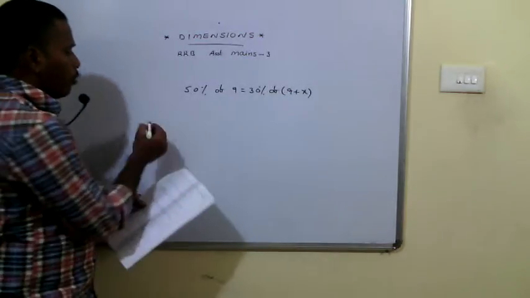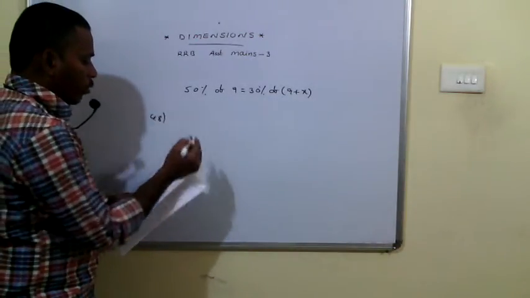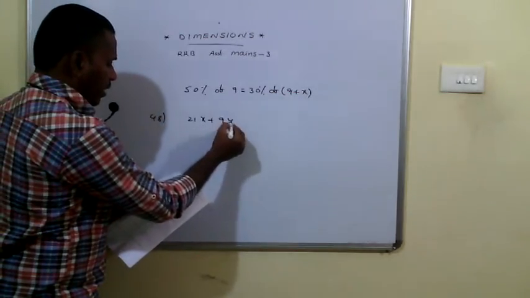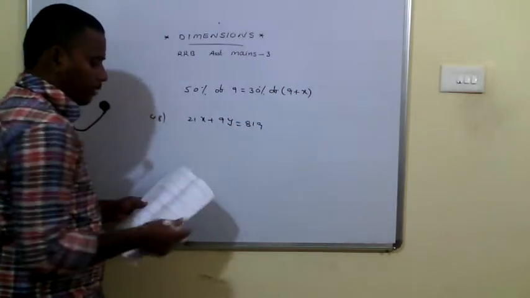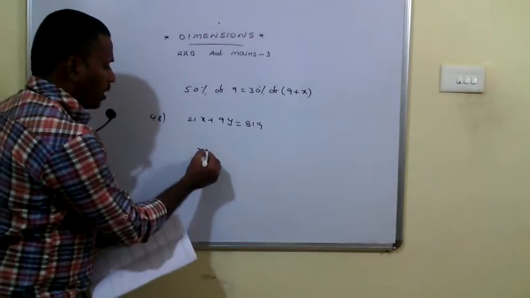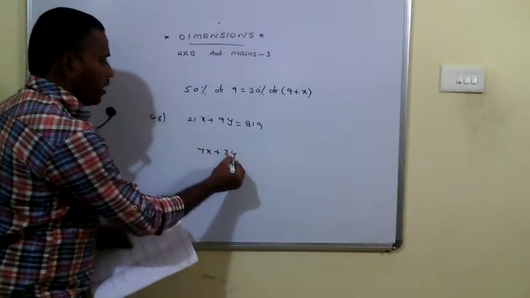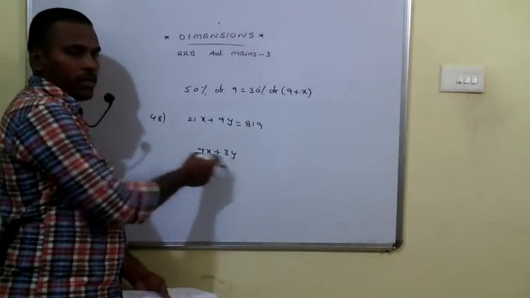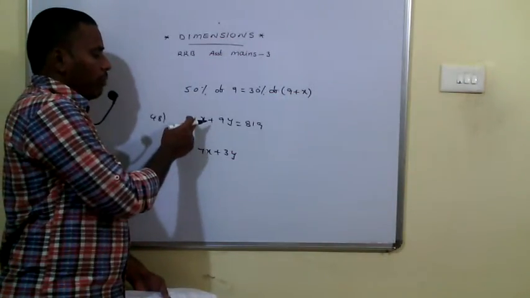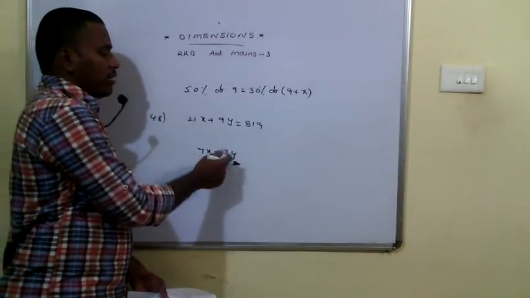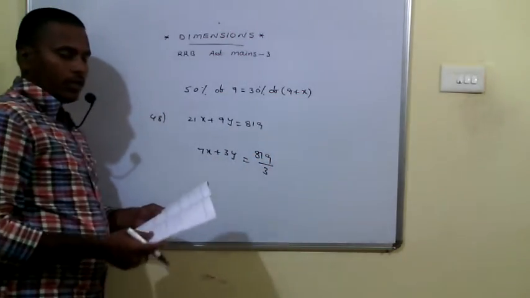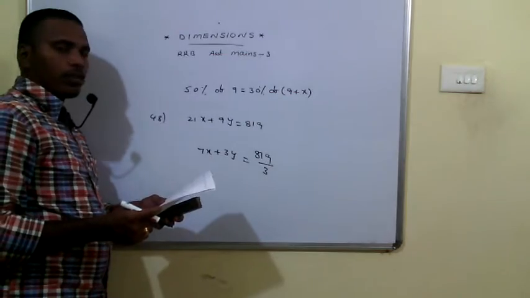Then coming to 48, it is given that 21 pencils, some x, and 9 clippers, some y, equals 819. They asked us to calculate the cost of 7 pencils plus 3 clippers. We have 21x plus 9y, and this is 7x plus 3y. So 21 by 3 is 7, 9 by 3 is 3. So this equals 819 by 3. On solving this, we will get the value as 273.